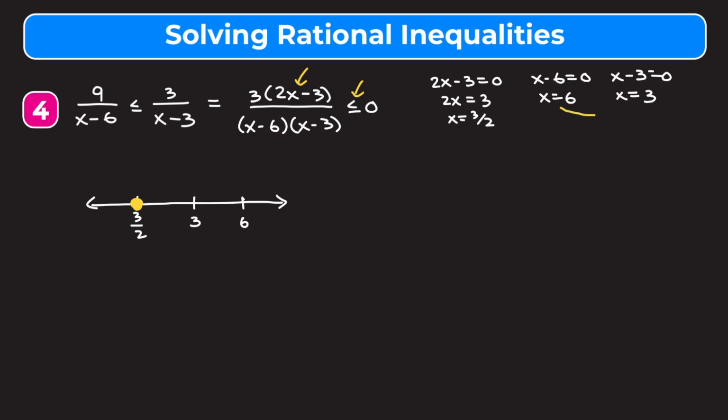We know that x equals 6 and x equals 3 make our denominator 0. So if we plug them in here, it's going to make the denominator equal to 0, which is not allowed in math.